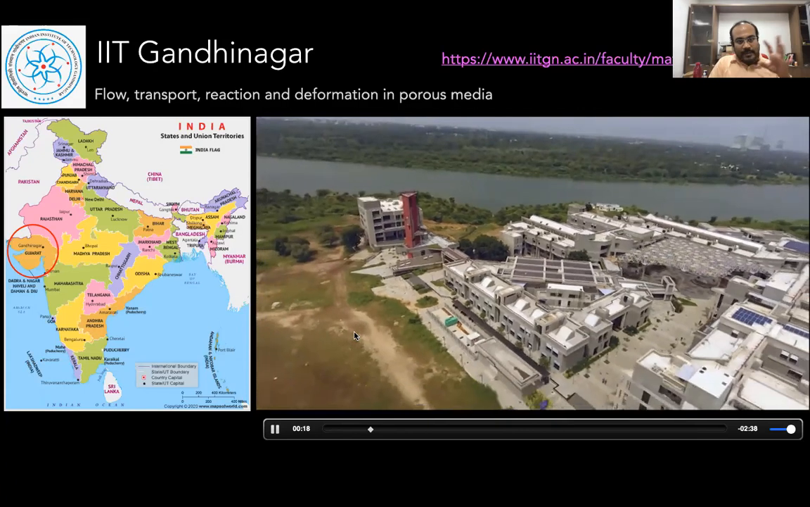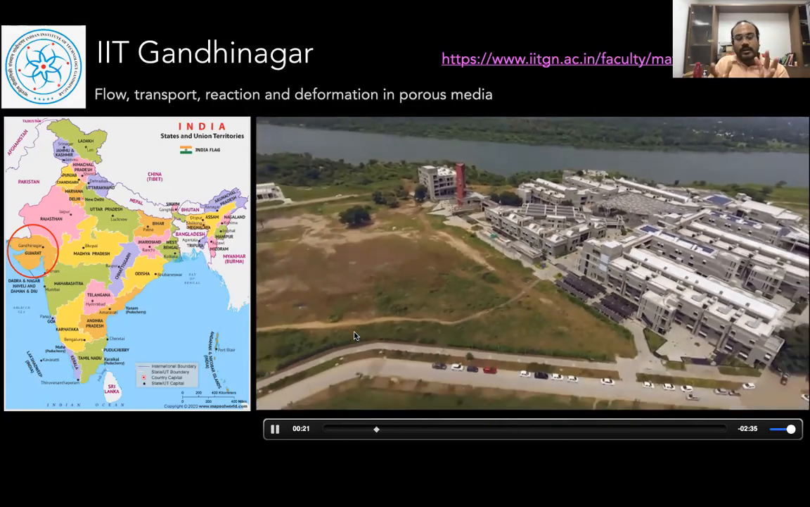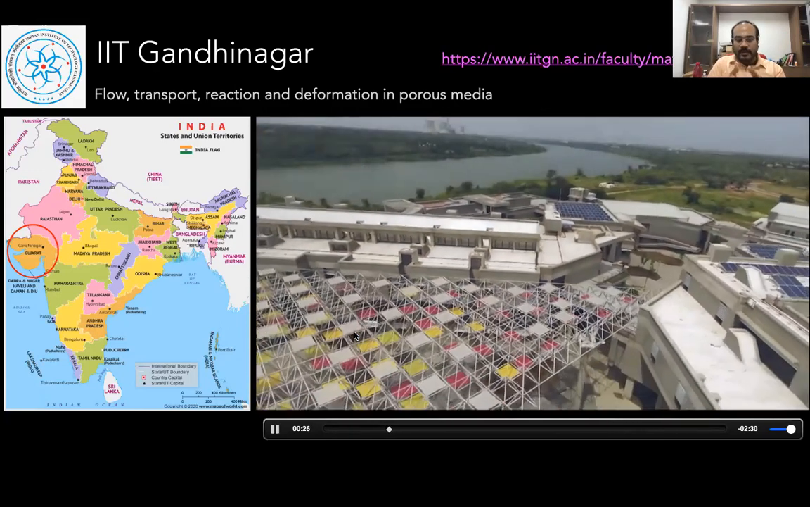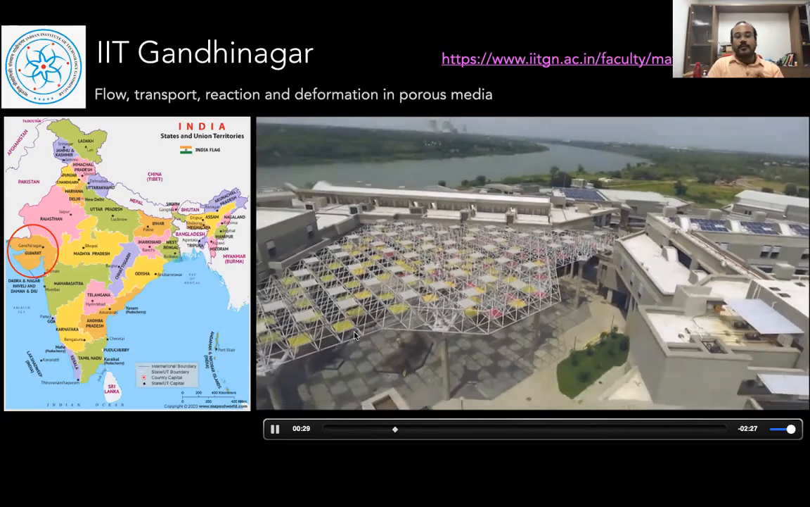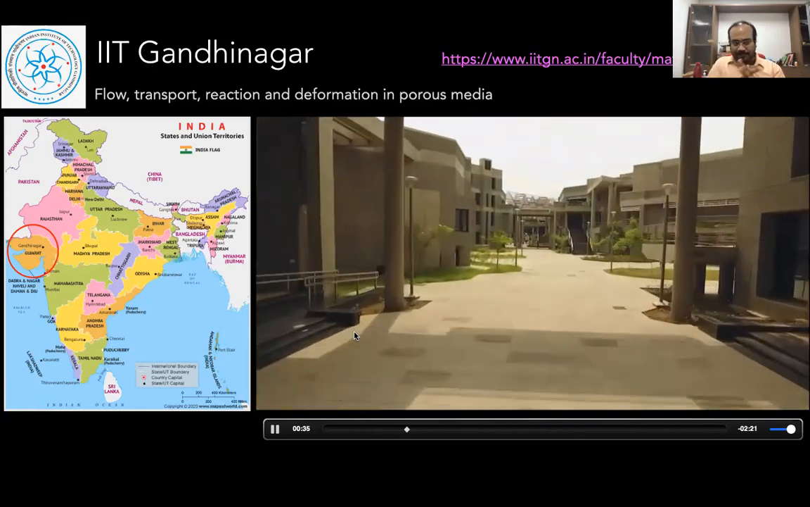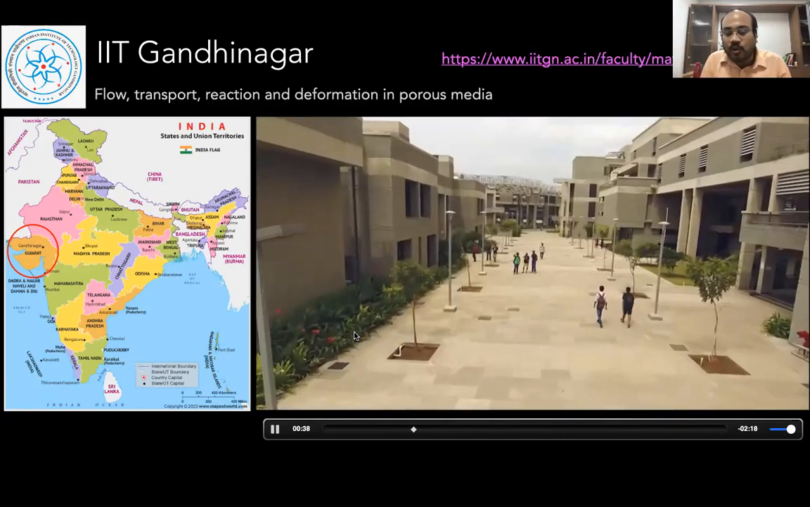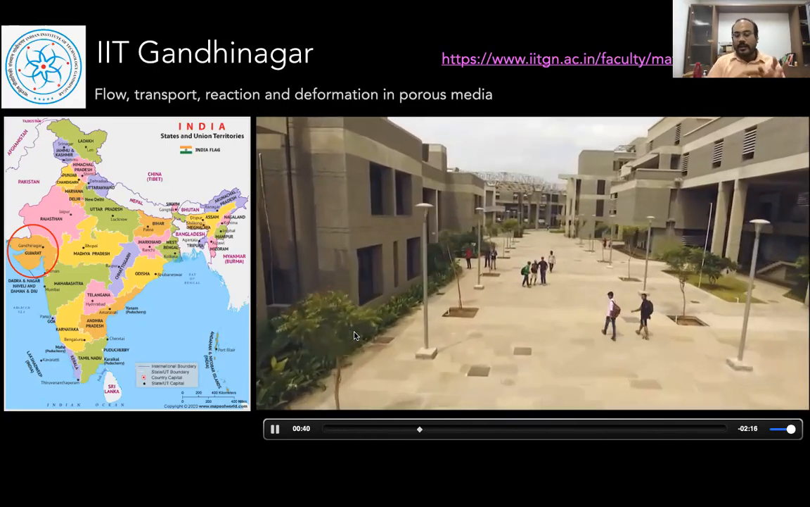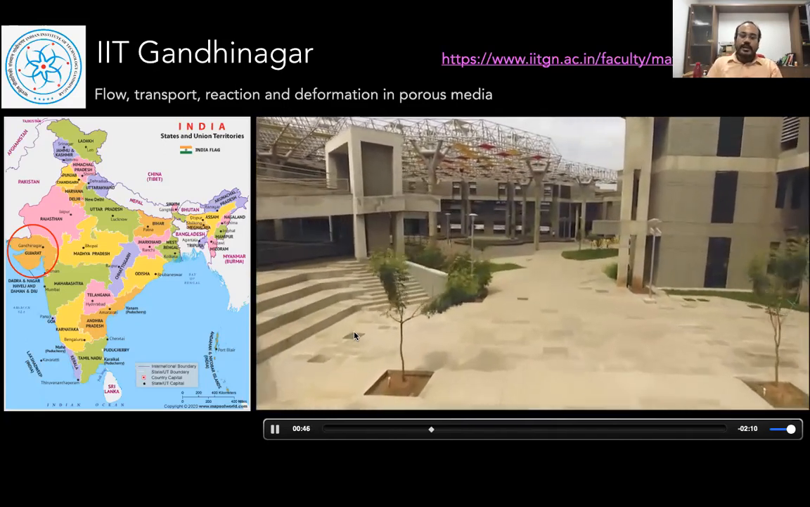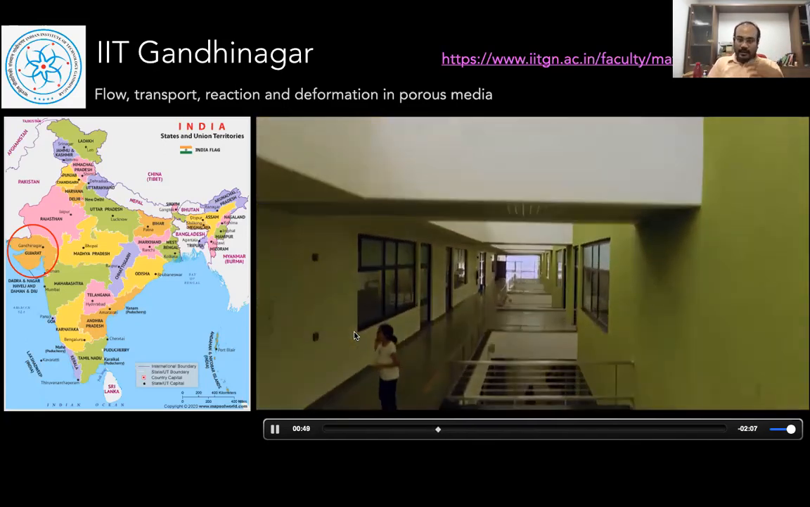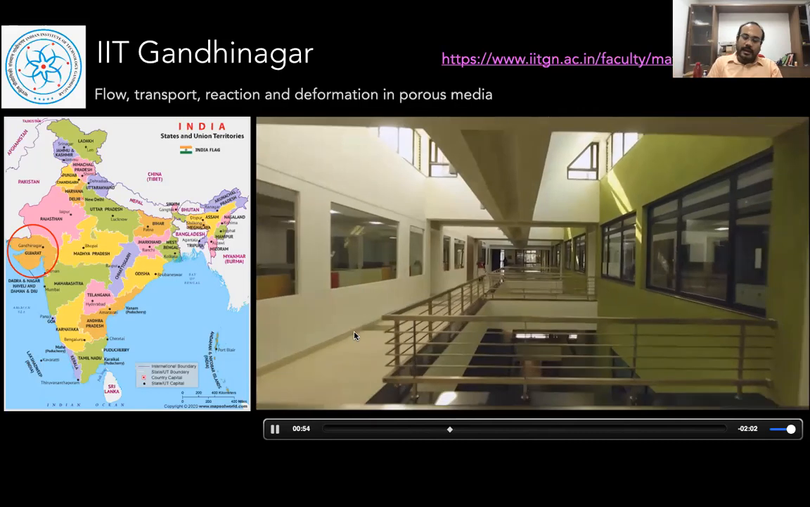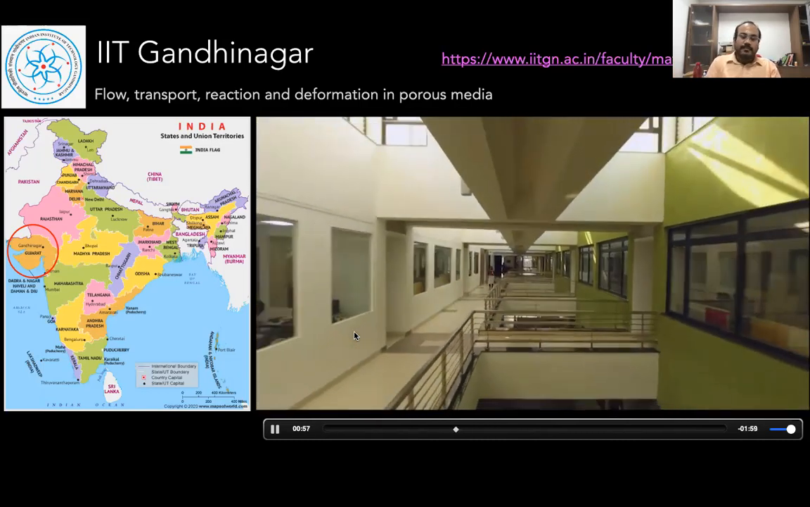In our group, what we work on is basically problems on flow, transport, and reactions in porous media. Recently, I also started looking into deformation-driven problems. Sometimes these look abstract, but we use a lot of mathematical modeling tools and numerical techniques to solve these problems, and try to connect them to various applications, and to show how the techniques we develop for solving problems are important.